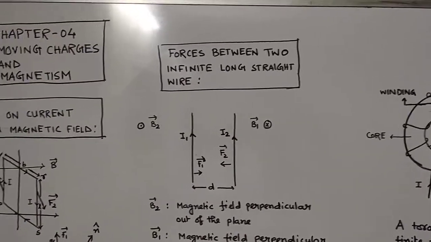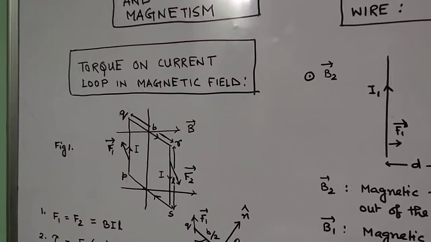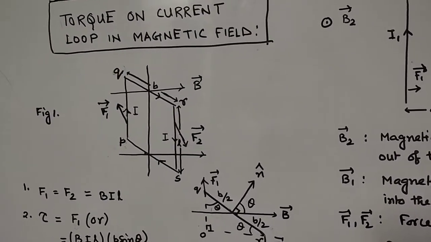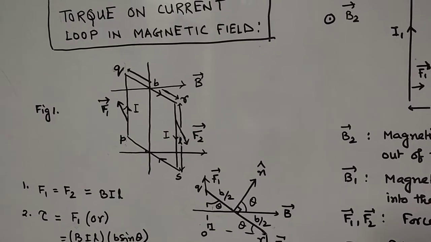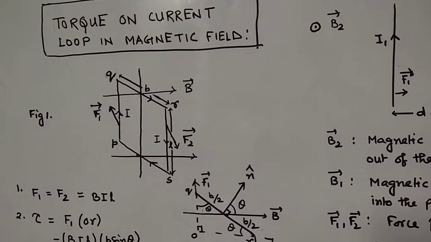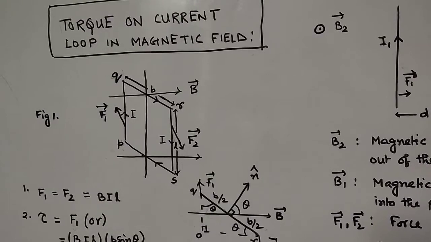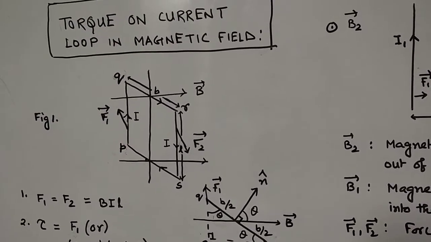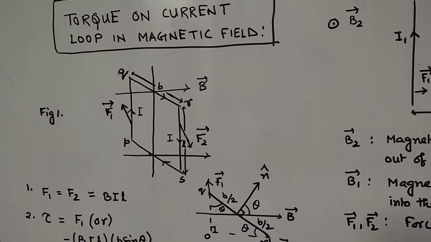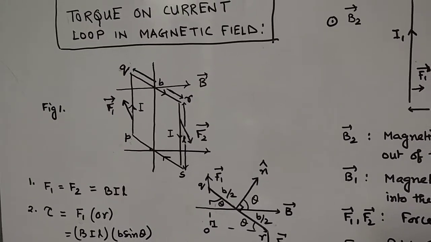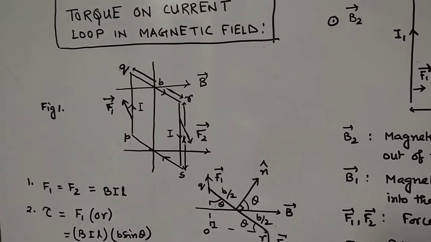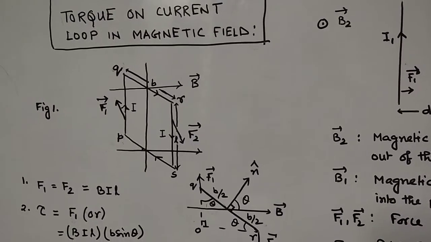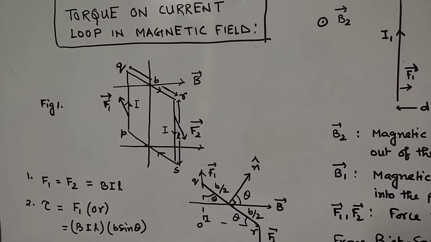Now the next topic which we are going to discuss is torque on a current loop in a magnetic field. There is a current carrying rectangular loop, and the direction of current is already specified. The magnetic field is already there, so again you have to apply Fleming's left hand rule. If you apply it, you will see the direction of force F1 as well as force F2 is along the direction specified in the figure. Now F1 acts throughout the length L, and F2 also acts throughout the length L.